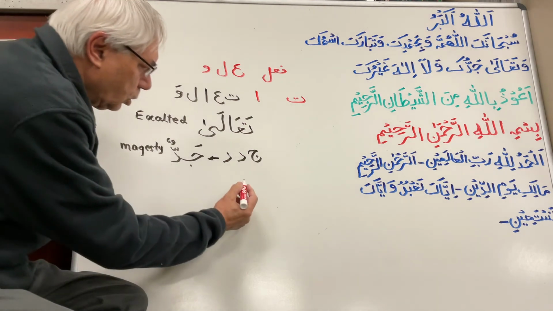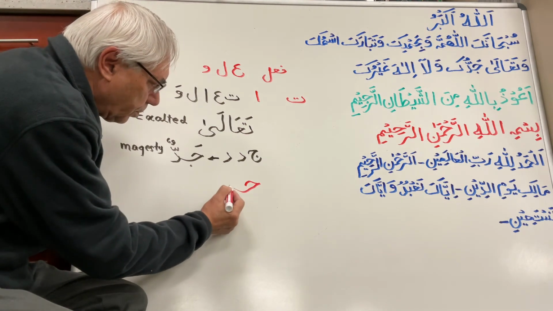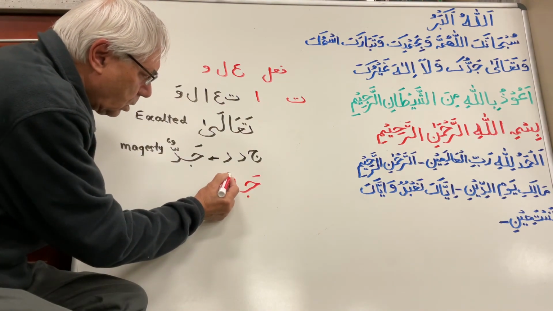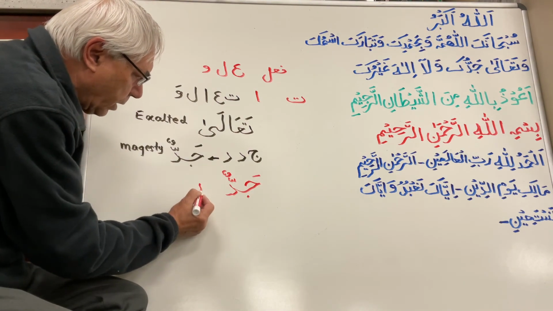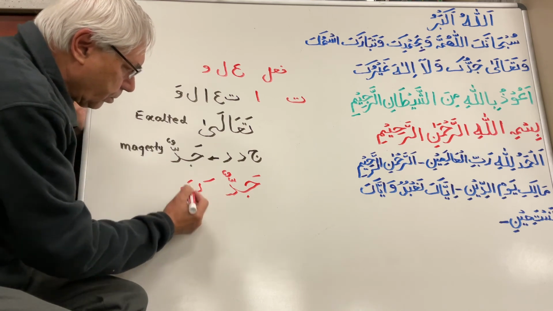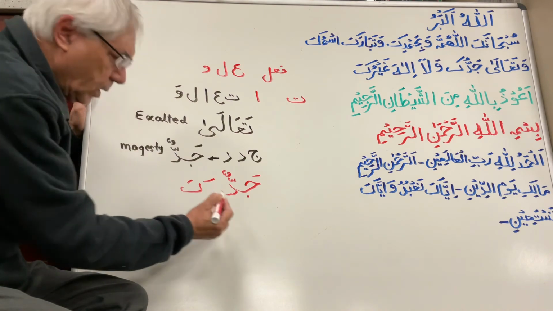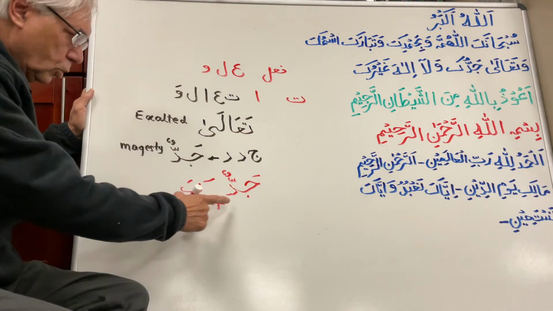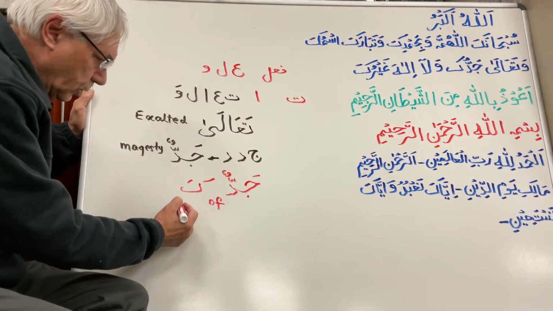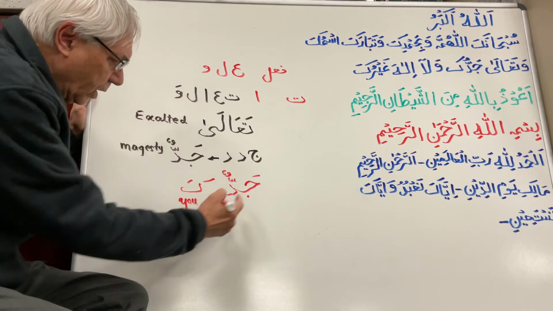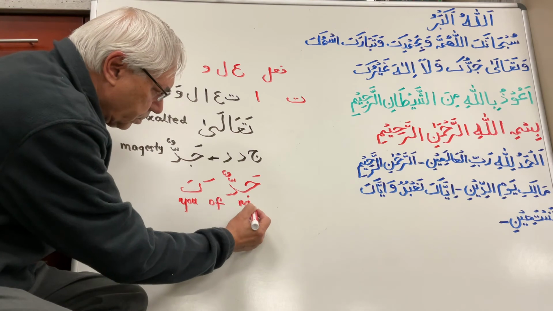Now take this word Jaddun and combine it with kaf. Okay, put an alif in between. Okay, so the rule is that this will be "you", and "you" is saying Allah subhanahu wa ta'ala. This is majesty.